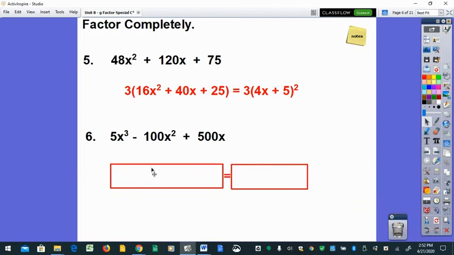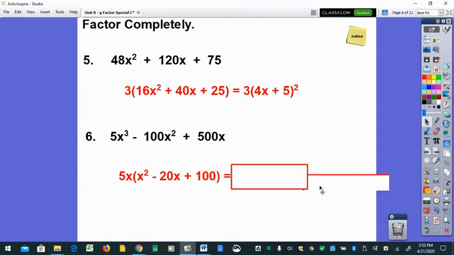Now the next one is basically screaming at you that there's a GCF because we don't know how to factor cubes. So if there's a cube there, the only way we can factor it is if there's a GCF. In this case, the biggest number that divides into all of these is 5, and the smallest exponent is x. So our GCF that's going to come out in front will be a 5x. 5x times x squared gives me 5x to the third. And then minus 20x plus 100.